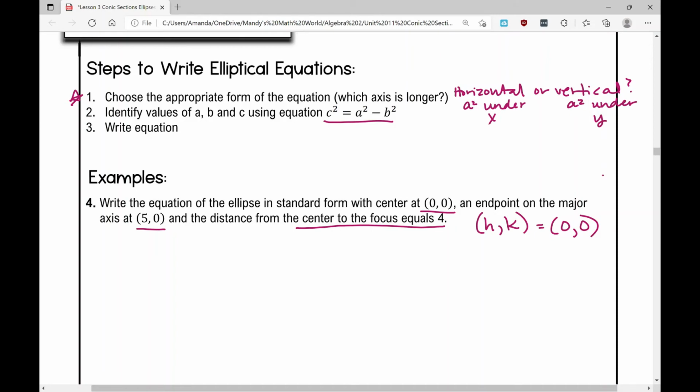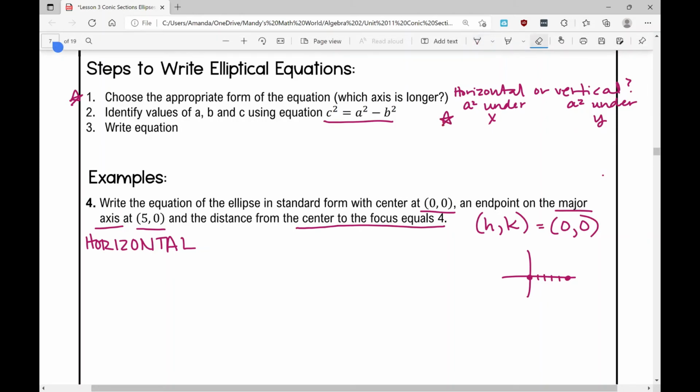An endpoint on the major axis is 5, 0. Well, if I'm at 0, 0 right here, and I'm moving 1, 2, 3, 4, 5, 0, I'm moving right 5 units. That major axis is going to be horizontal. So I'm going to write that down. Horizontal. I like to write this. Horizontal. That lets me know that a squared is going to go under the x. So I'm going to erase this over here.